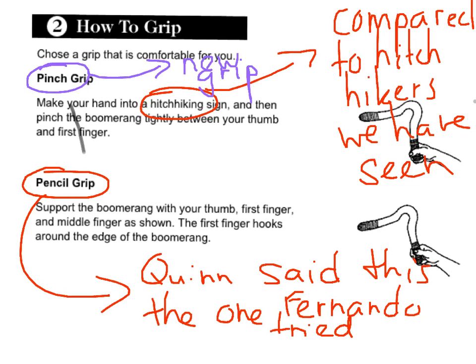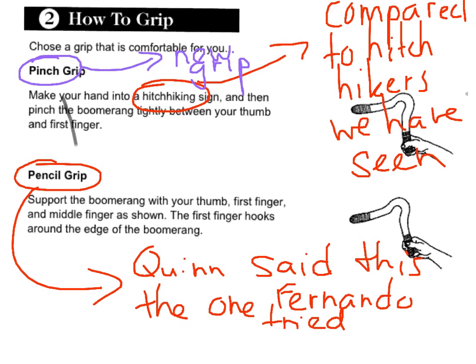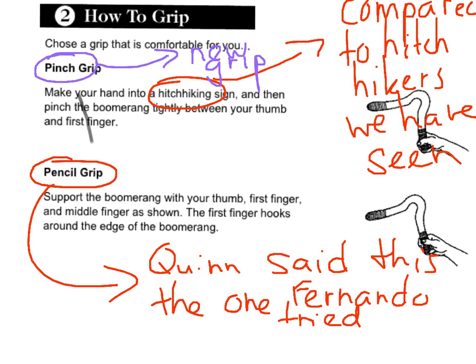Now as you can see on here, we have in red, we were actually able to use our prior knowledge and make a connection to what we know about hitchhikers and the symbol that they make. Also further down the bottom here, we have the pencil grip, and Quinn said that this is the one that Fernando tried when we first tried to throw the boomerangs. In purple here, which was when we analysed the text, this is something that was different that we didn't try. We didn't know there was such a thing as a pinch grip.